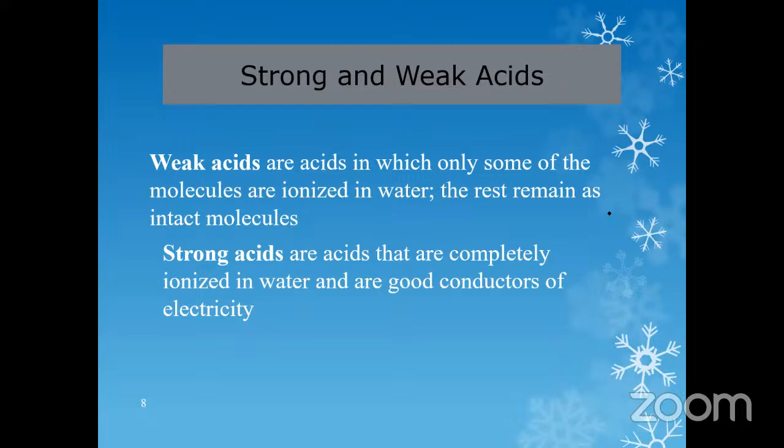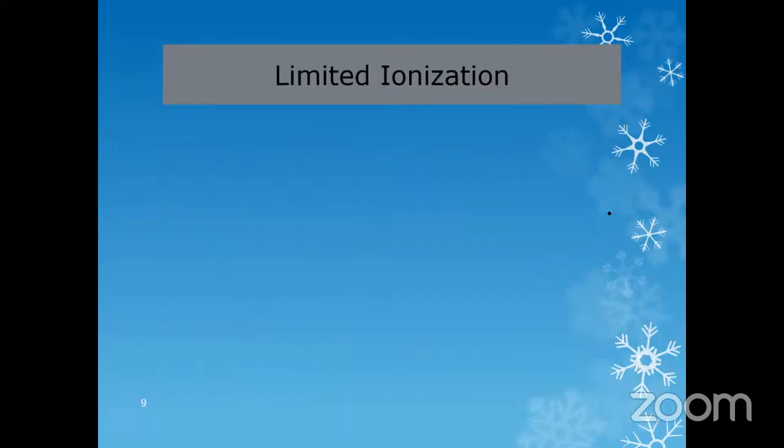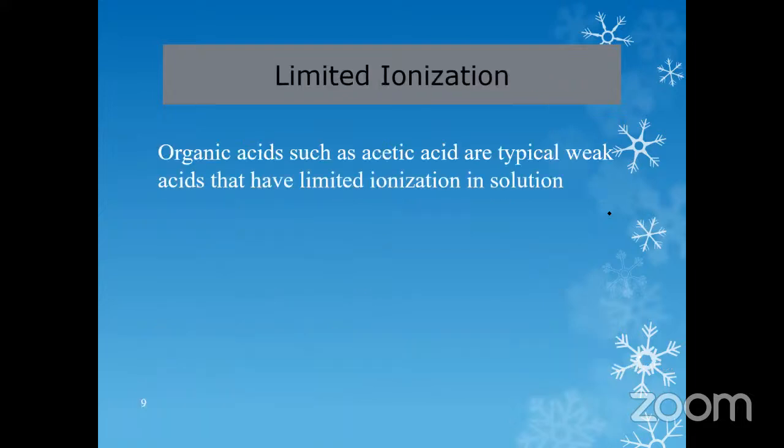Now, basically what that means is that in the case of weak acids, as we said before, for weak electrolytes, the amount of ions present compared to strong acids will be very small. So therefore, that's the reason why they're not as good conductors of electricity. So the dissociation can be represented using an equation where we use a double arrow to indicate that the dissociation did not go to completion. And this is how we represent it.